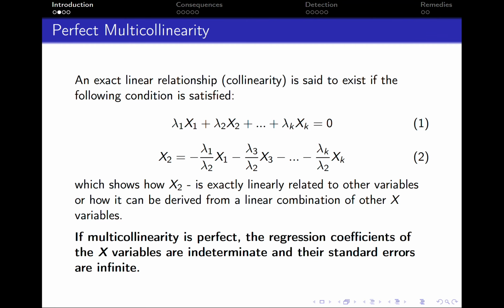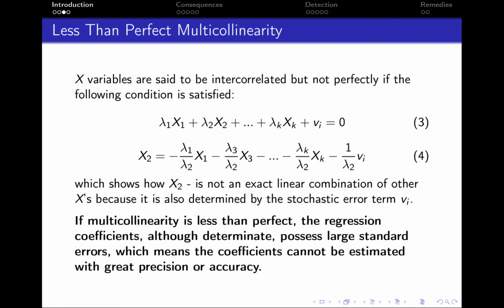Actually, I would say it in another way. So if we have perfect multicollinearity, the regression coefficients have infinite standard errors, and because of that, we cannot determine them. However, believe me, I don't think you will see perfect multicollinearity that much, but you will see a lot of less than perfect multicollinearity. So you will deal with variables that are intercorrelated, but not perfectly.